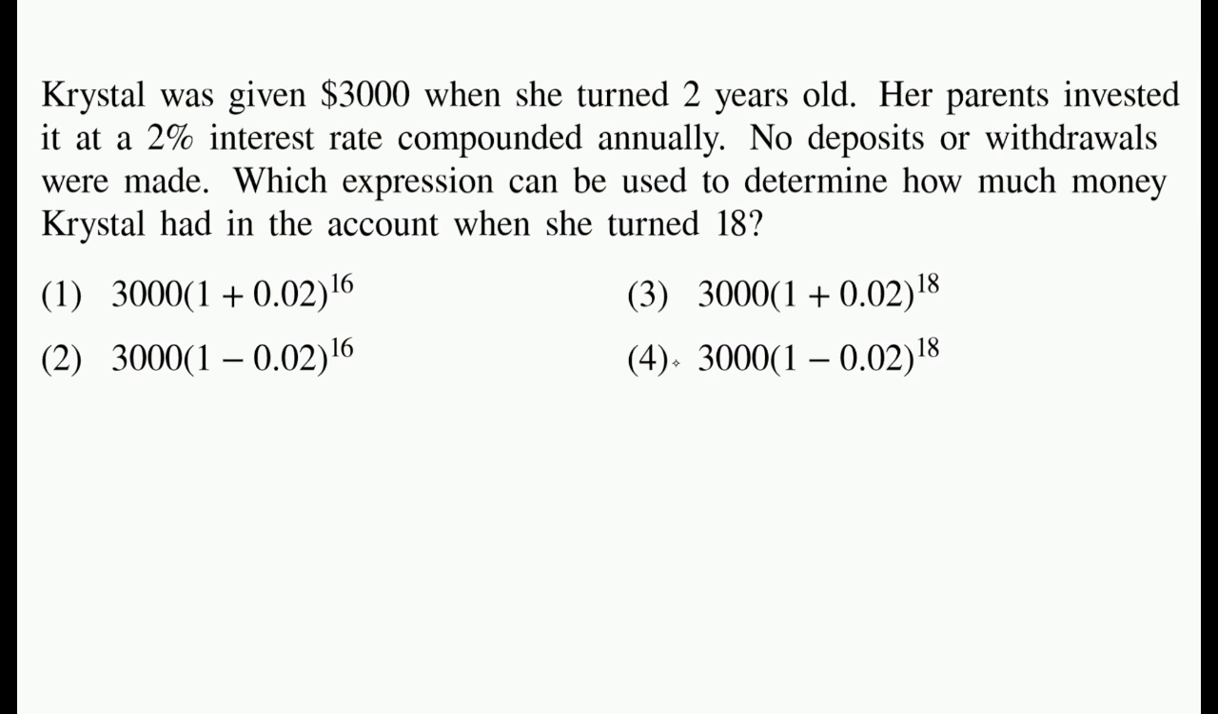Well, she's gaining interest, so I'm going to get rid of the decay models. I don't need the minus signs there. I want it to grow. Well, the only difference is the 16 or 18 years. You might say, well, she turned 18, but she got the money when she was 2, so she only got interest 16 times. It only happens 16 times, that 2% growth. So that's why it's choice 1.